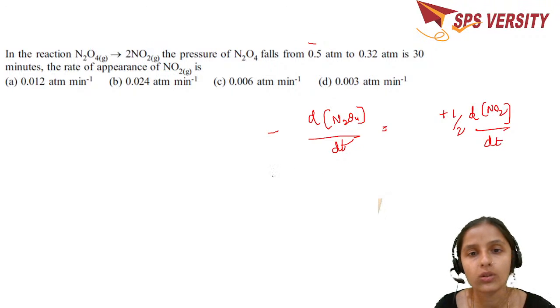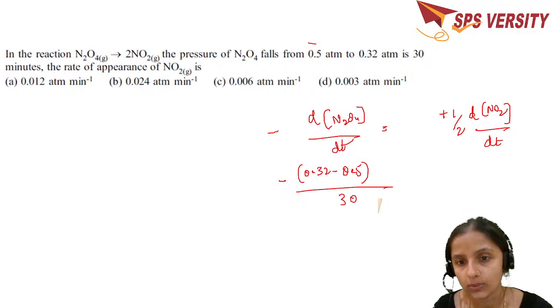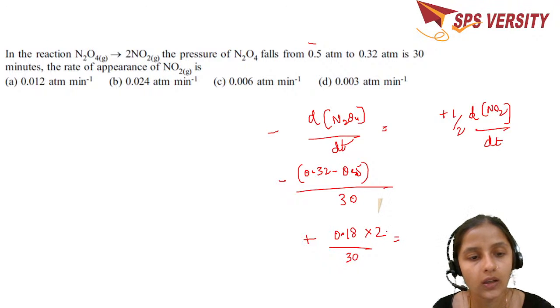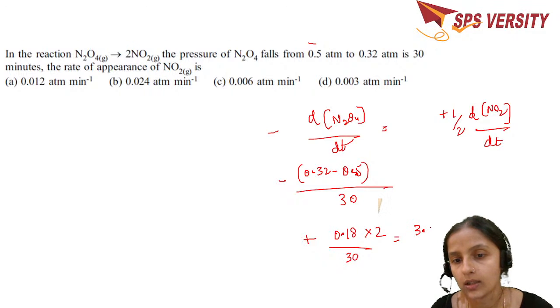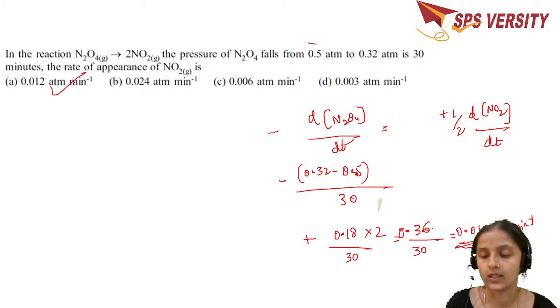After this, the pressure of N2O4 falls. So the final one is 0.32 and the initial pressure is 0.5. This happens in minutes. We need the answer in minutes, so we'll retain that. So this is going to be minus into minus is plus 0.18 divided by 30, and this 2 comes over here. So it is 0.36 divided by 30, which is 0.012, if I'm not wrong, atmosphere per minute. So the correct answer would be 0.012 atmosphere per minute.